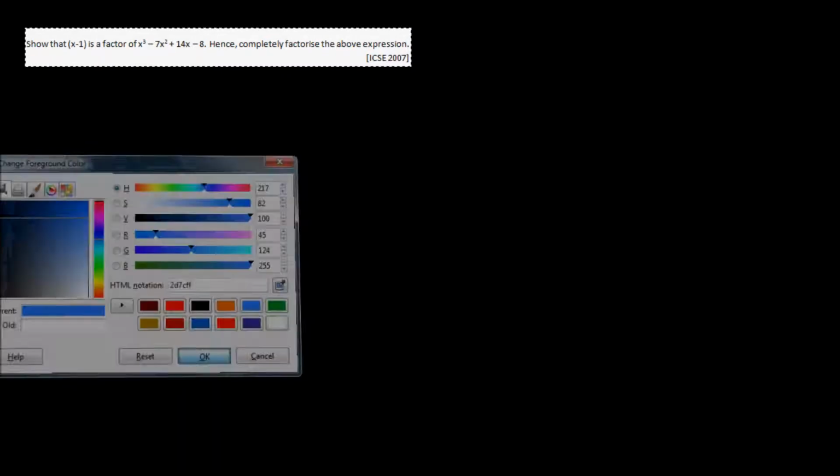Okay, show that x minus 1 is a factor of x cubed minus 7x squared plus 14x minus 8. Hence, completely factorize the above expression. Straightforward question. There's nothing very complicated over here. Whenever you're asked to show that something is a factor, you just need to take x minus a, replace this expression with a, and prove that what you get is 0. So we're going to do exactly that.